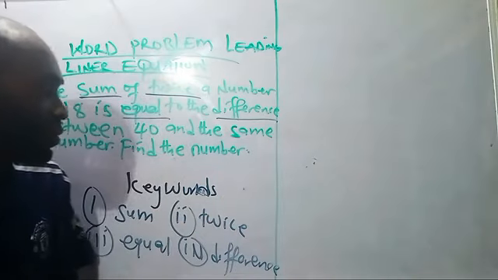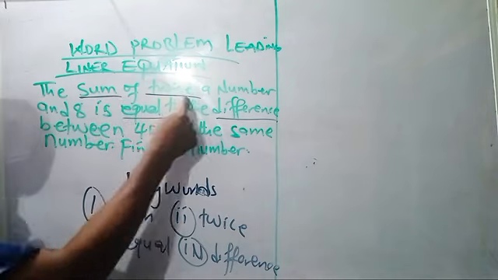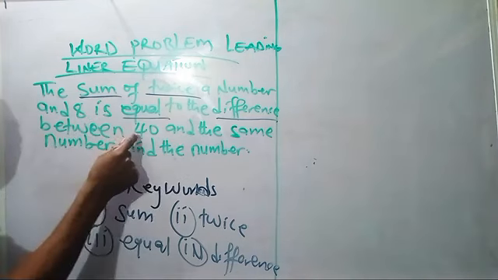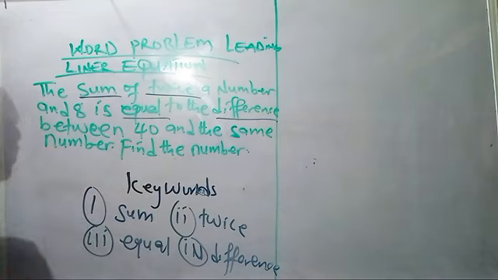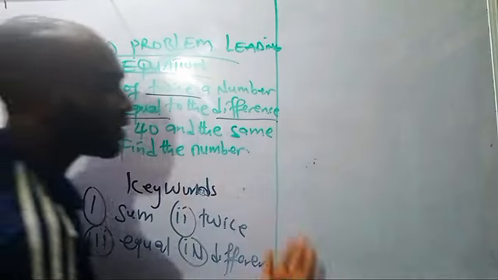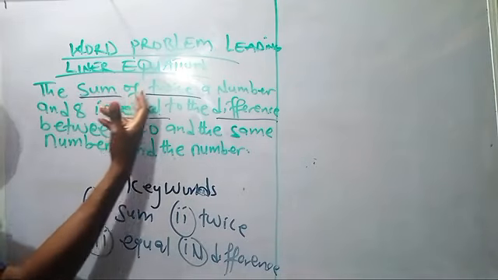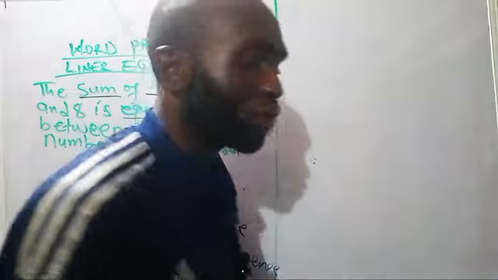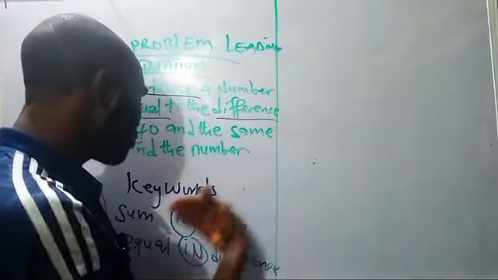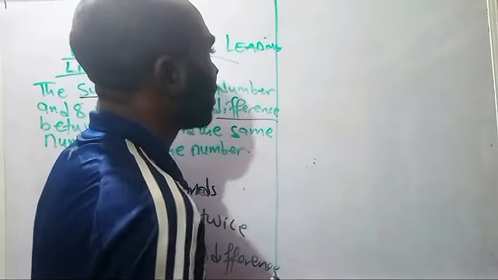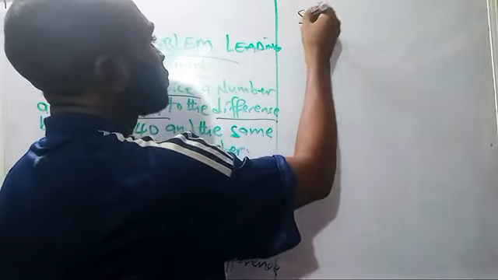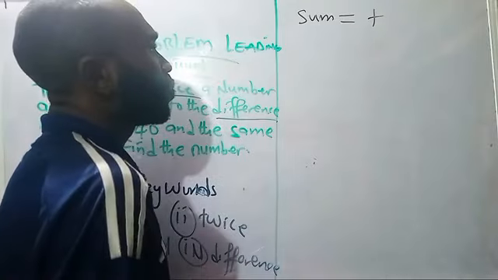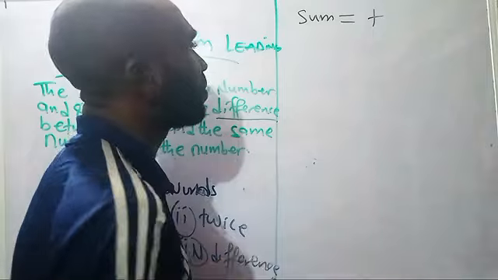So let's come back to this question. I read it again. The sum of twice a number and 8 is equal to the difference between 40 and the same number. They are talking about a particular number, that is the sum of twice a number. I will explain all those keywords. In word problems, when they talk about sum, it means addition.